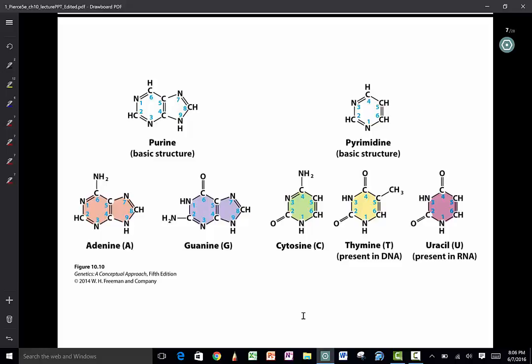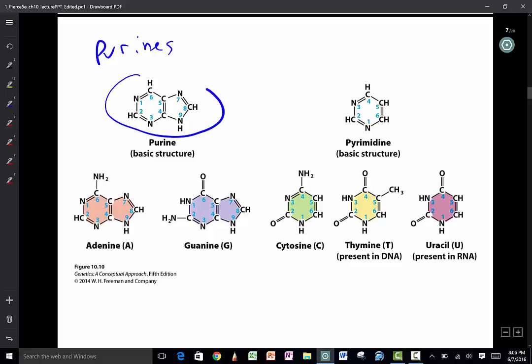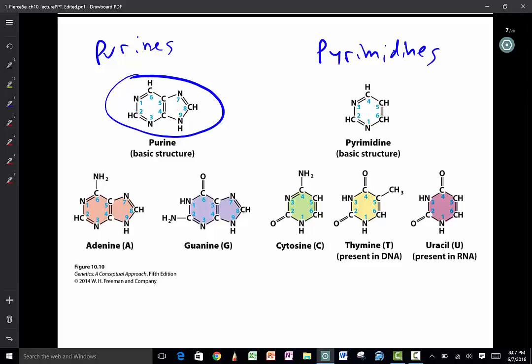Memorizing the exact structure seems to be a little much unless you're thinking about biochemistry and how these things are made. But what's important about these things is that these guys are purines and they have a double ring structure. So in general, they have two rings. These are pyrimidines and they have one ring. All right, and that'll be important in a minute when we start putting DNA molecules together.